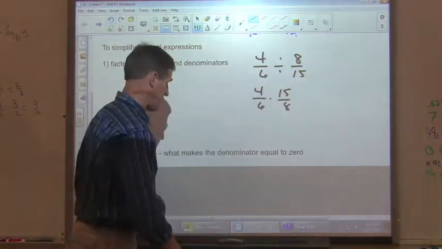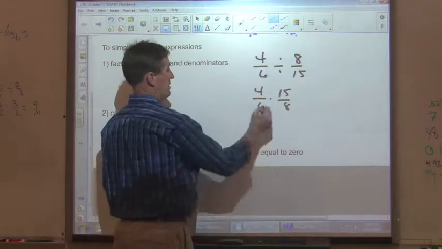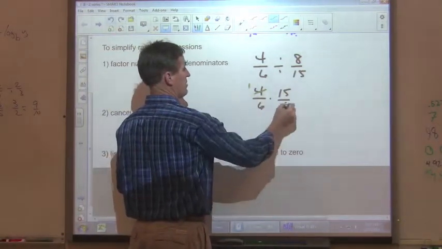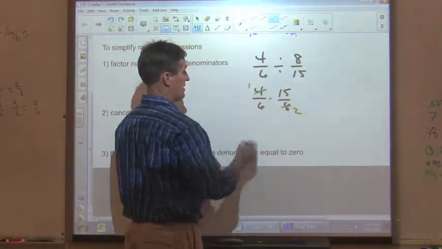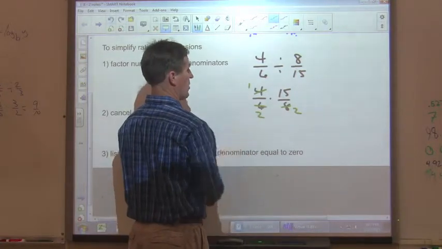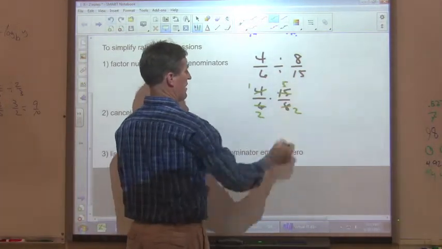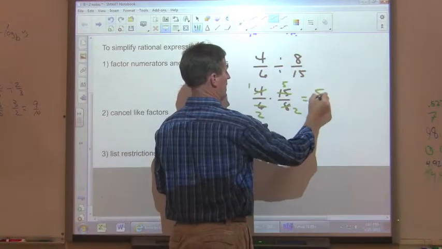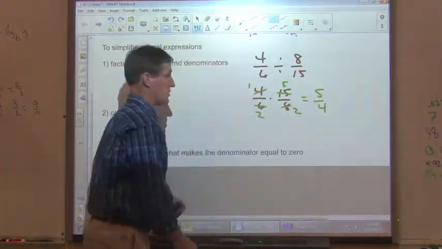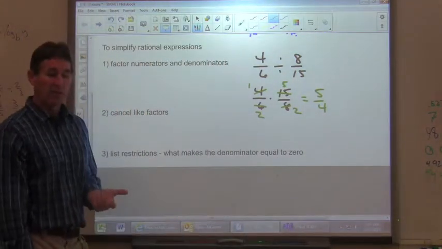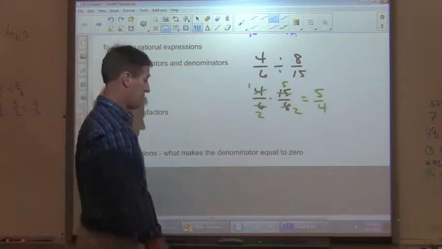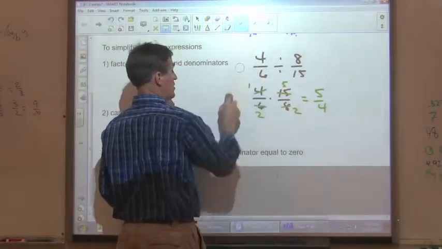And now we do the same thing that we did before. 4 goes into 4 once, 4 goes into 8 twice. 3 goes into 6 twice, and 3 goes into 15 5 times. And so I'm left with 5/4. So fairly easy when it's a fraction, but what if we have an expression, an algebraic expression?